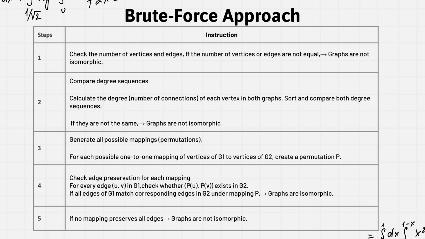The brute force approach involves several steps. First, check if the number of vertices and edges are equal. Next, compare the degree sequences. If those checks pass, you must generate all possible vertex mappings and check for edge preservation under each permutation. If no mapping preserves all edges, the graphs are not isomorphic.